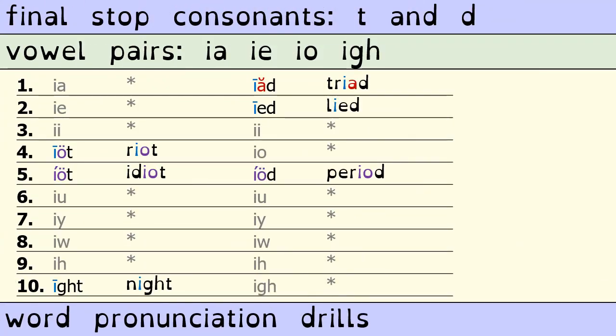Next, let's look at vowel pairs that begin with I. Repeat after me. 1. Iad. Triad. 2. Ied. Lied. 4. Iot. Riot. 5. Iot. Idiot. Iod. Period. 10. Ight. Night.